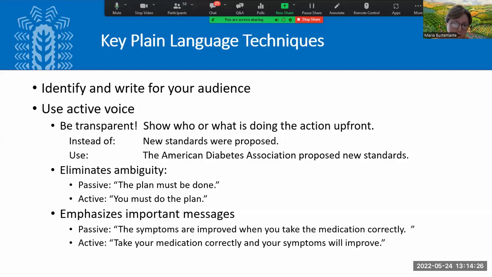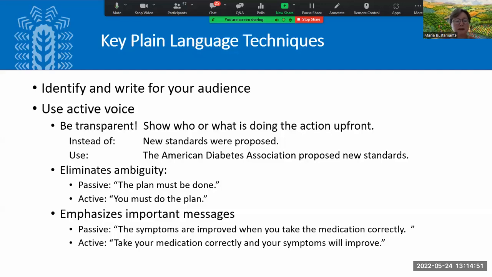For example, new standards were proposed. What standards? Who proposed it? So many questions come to mind with that statement, right? So maybe use: the American Diabetes Association proposed new standards. Okay, now I know who proposed the standards.